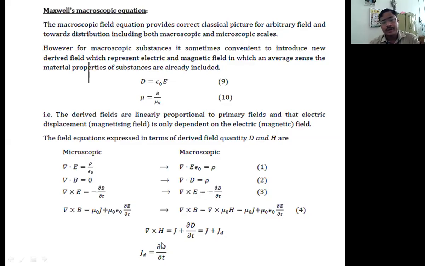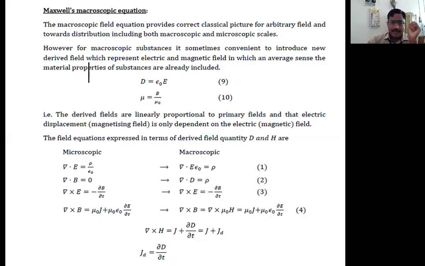Now these are the four equations, Maxwell's four equations in the macroscopic form. How to remember microscopic and macroscopic? Where epsilon 0 and mu 0 appear, that is the microscopic form. Where epsilon 0 and mu 0 appear, those are the free space and vacuum applicable equations, called the microscopic form. And macroscopic is where these terms do not appear: epsilon 0 does not appear, mu 0 does not appear, nor epsilon or mu.